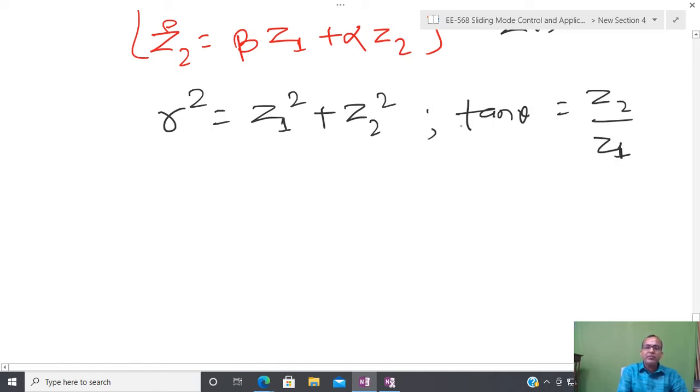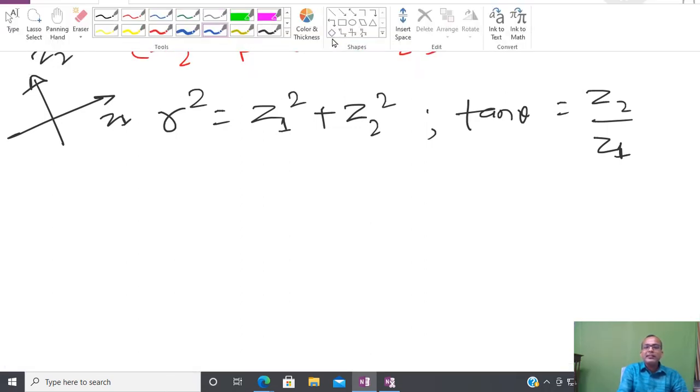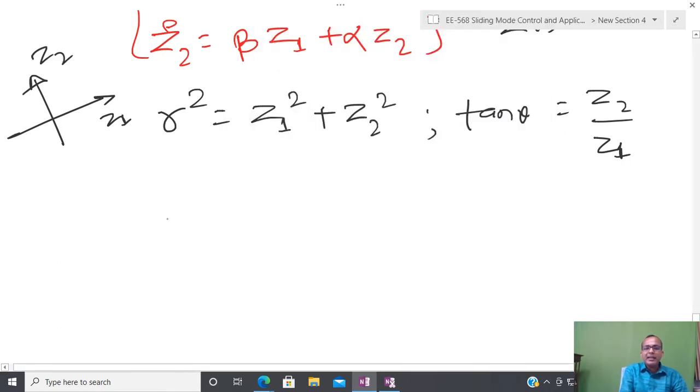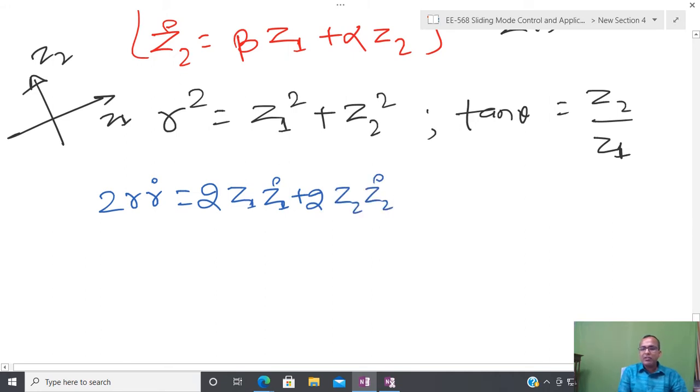In this way, I have two axes, z1 and z2, and I am not assuming that z1 and z2 are perpendicular, you can assume some notion like this. So now r square is z1 square plus z2 square. Now I am going to take the differentiation of both sides. If you take the differentiation, you can see that I have 2 r r dot, and after that 2 z1 z1 dot plus 2 z2 into z2 dot. So I have this kind of expression.